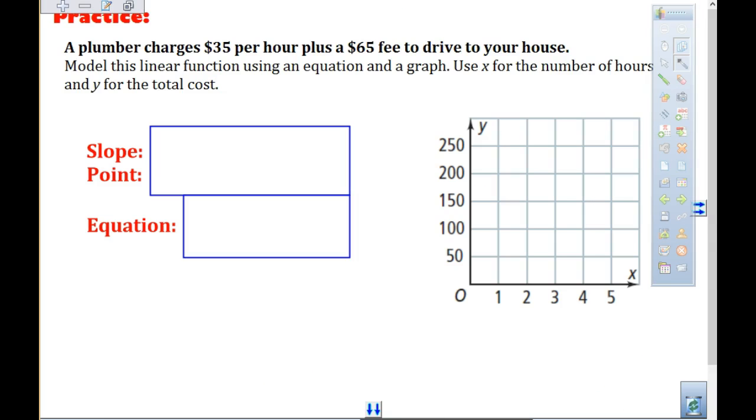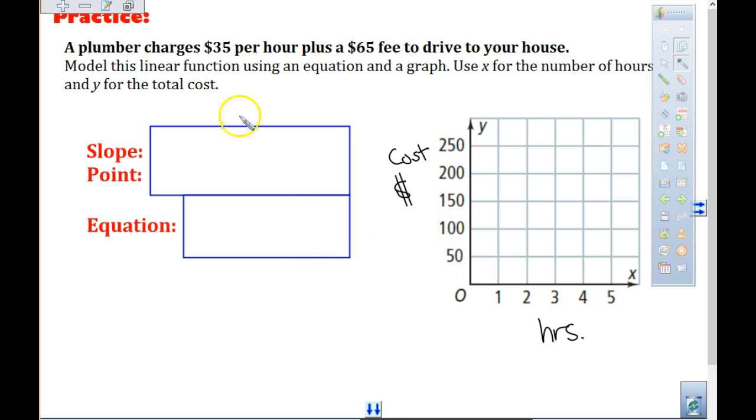Okay? Fee. So $35 an hour plus a startup fee to drive to your house is $65. I think they charge way more than that per hour. But model the linear function using equations and a graph. Use x for the number of hours and y for the cost. So they tell us what x is. x is the number of hours. This is going to be the cost in dollars, right? So label your graph. Some of you lost points on the test because you didn't label your graph.